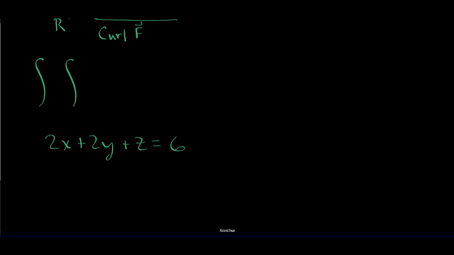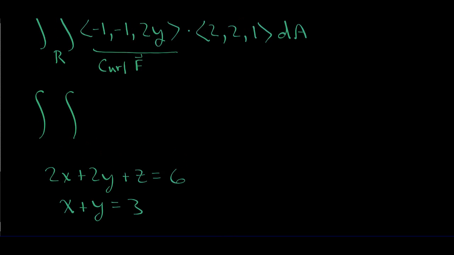And we're trying to get the bounds for our integral, so I'm just going to let z be 0 and divide through by 2. So I get x plus y equals 3. So now let's set up our integral. We're about ready to set up our bounds.